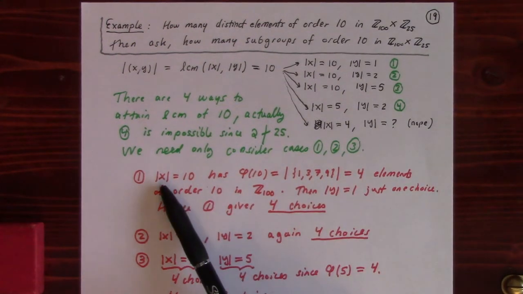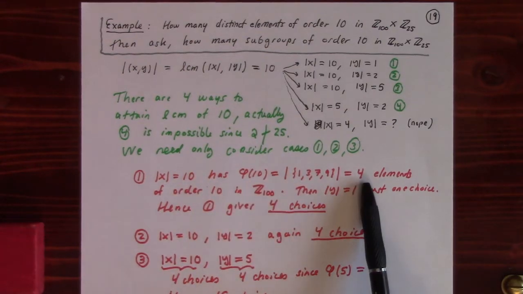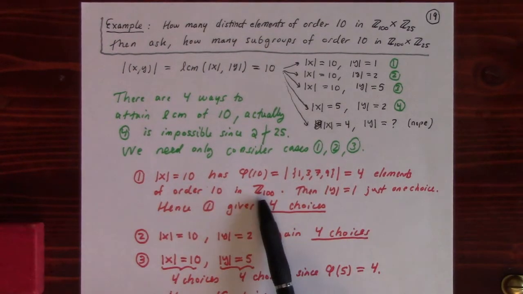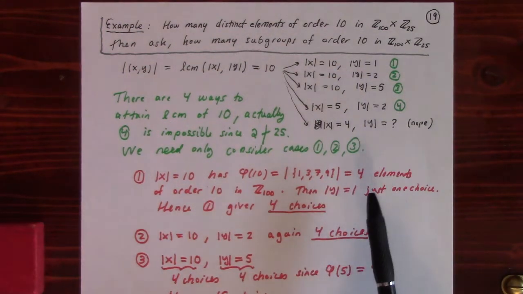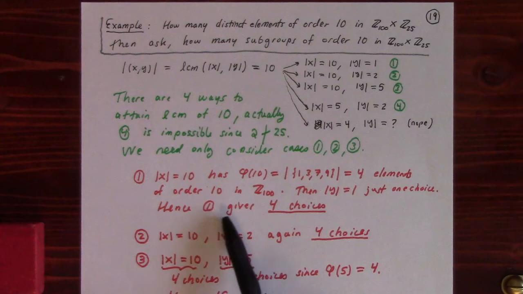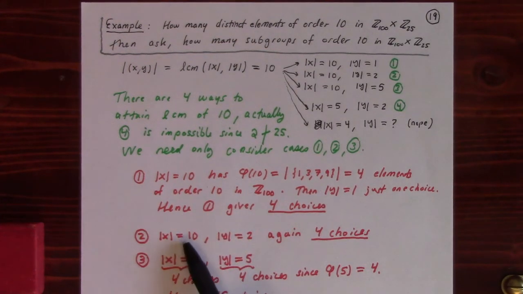Now case 1, the order of x is 10. Well, phi of 10 is 4. There are 4 elements of order 10 in Z100. And how many elements of order 1? Well, there's just one identity, so that gives us 4 choices for case 1. And case 2, again, the order of x is 10, the order of y is 2. Well, there's just one element of order 2, so that gives us another 4 choices.